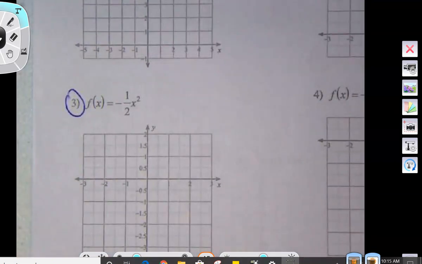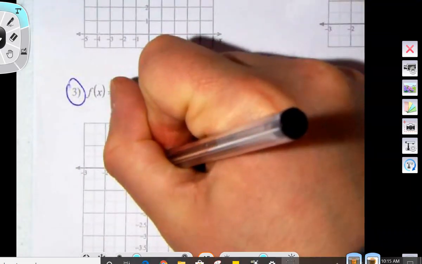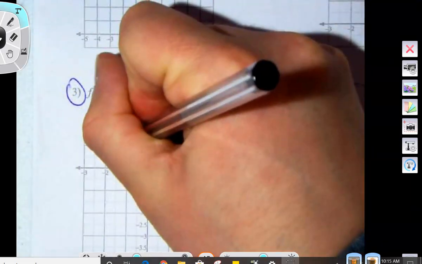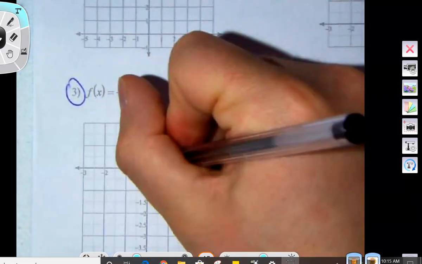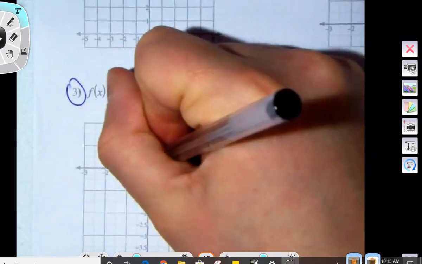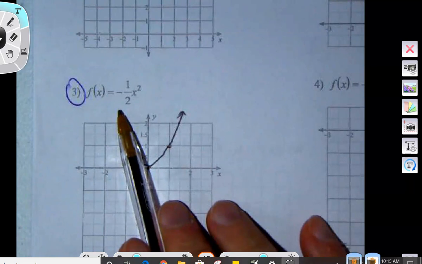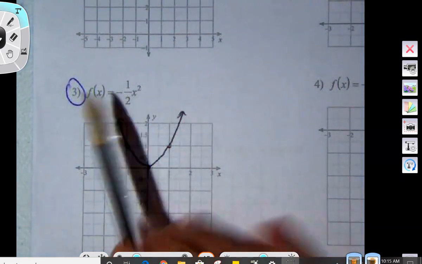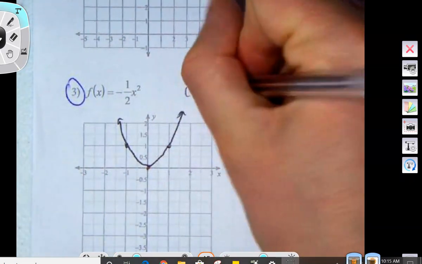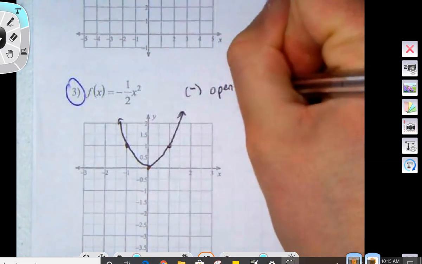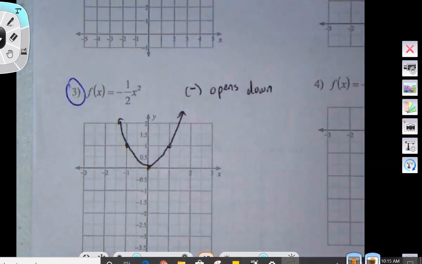So number 3, again, our parent function, we can't graph everything, but I can graph 1, 1, negative 1, 1, 2, 4. I can't, so I'll just leave that as that. So then we need to figure out what's different. Well, this negative sign is different, so I know that negative is going to mean that it opens down, or it's going to reflect across the x-axis.